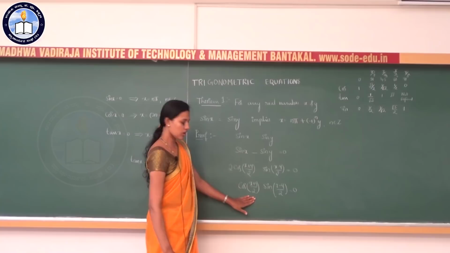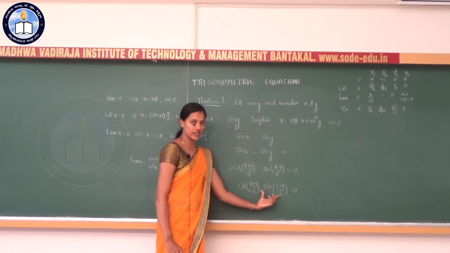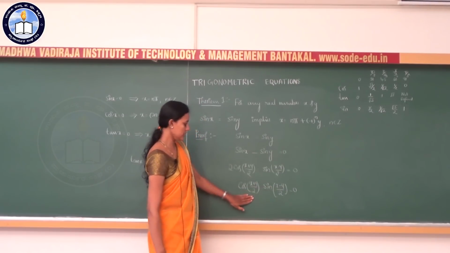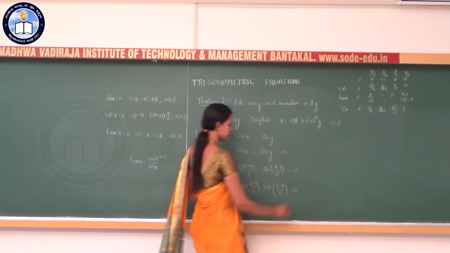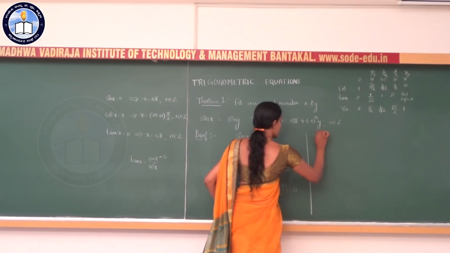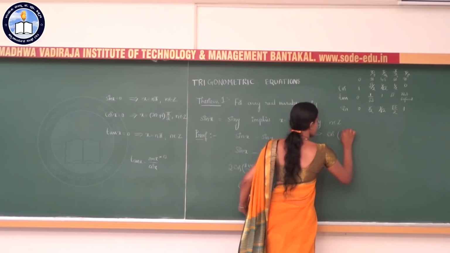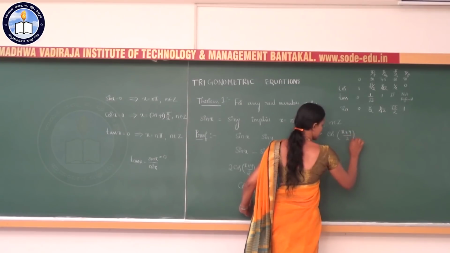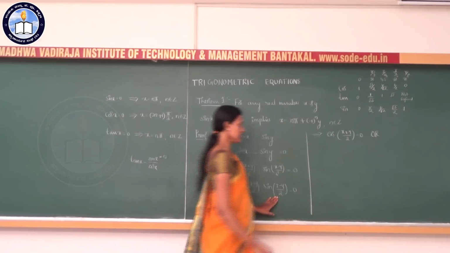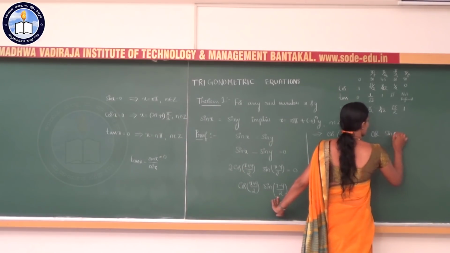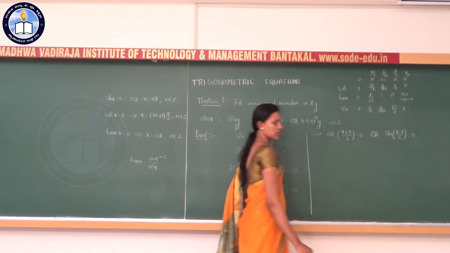So, now cos function into sin function is equal to 0. So, the product of factors is 0. So, either the first factor is 0 or the second factor is 0. That implies either the first factor, that is cos of (x plus y) by 2 is 0, or the second factor, that is sin of (x minus y) by 2 is 0.